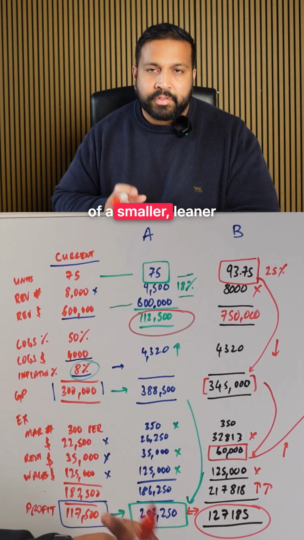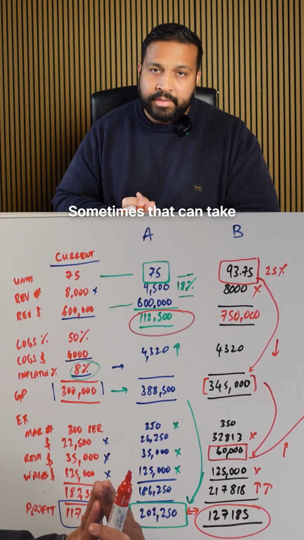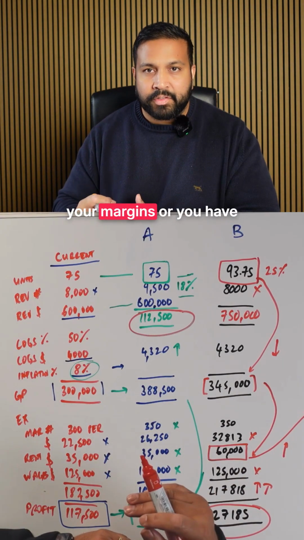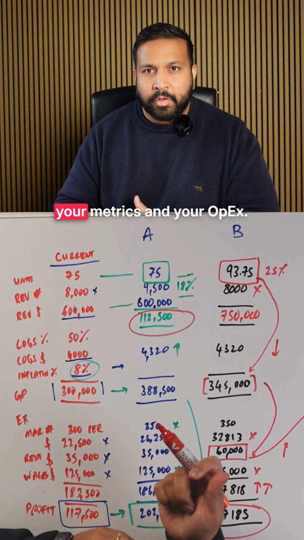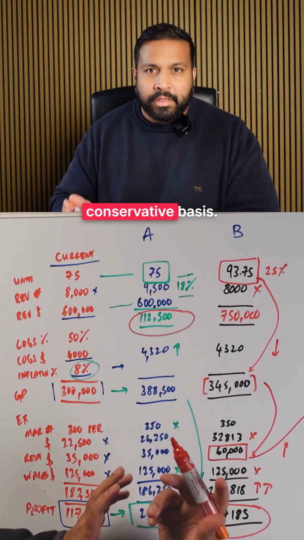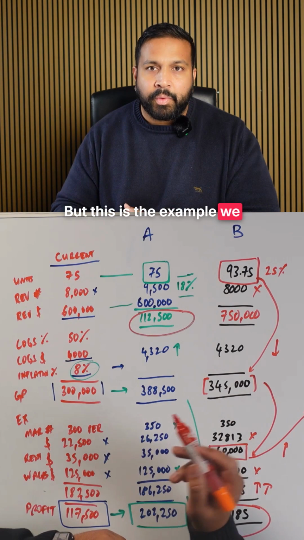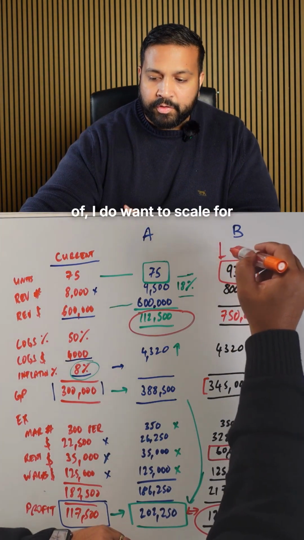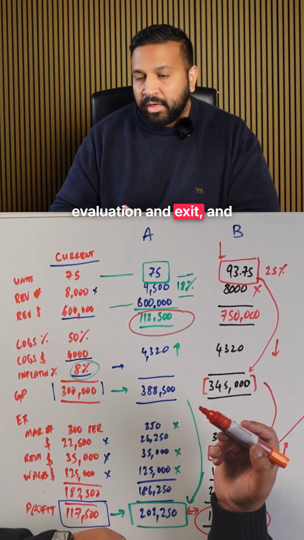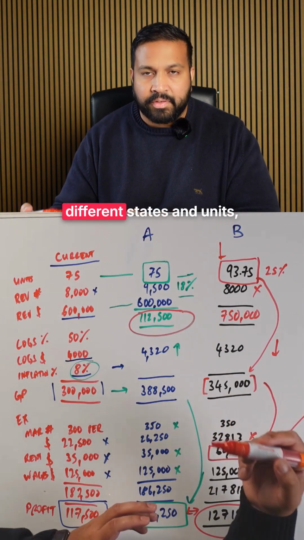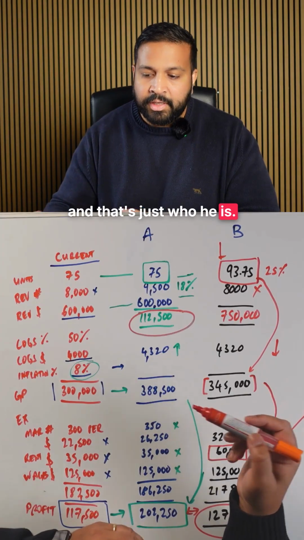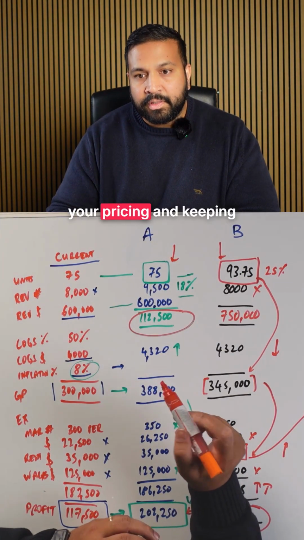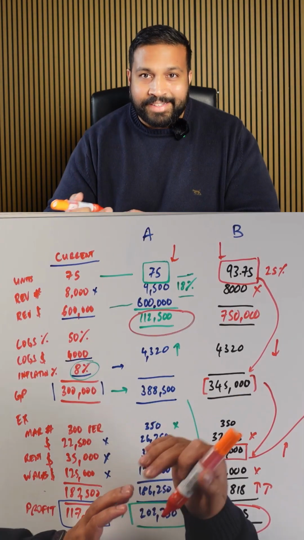I'm a big believer of a smaller, leaner business first. Sometimes that can take years to get right, and then you scale after you know your margins, or you have control in your pricing and your metrics and your OPEX. That's just me on a conservative basis, but this is the example we ran through with a client, and ultimately it's his decision. He might take the approach of, I do want to scale for valuation and exit, and I want to continue to grow my business into different states and units, and that's just who he is. But going through this exercise shows the importance of increasing your pricing and keeping your gross profit margin intact as you scale.